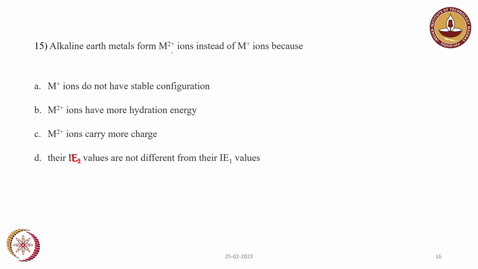So alkaline earth metals form M2 plus ions because they have high hydration energies. Because when dissolved in water, the higher the hydration energy, the higher the stability of the ion. So option B is the answer.